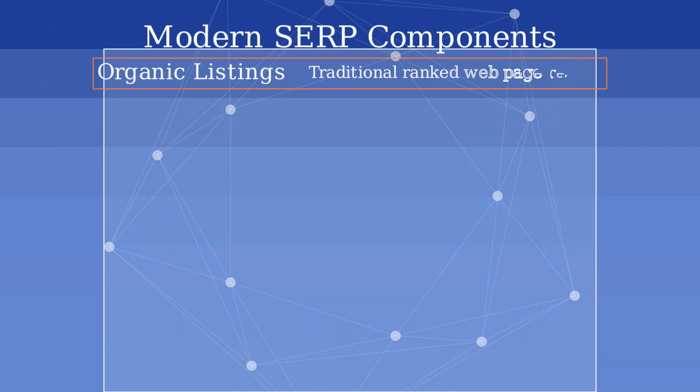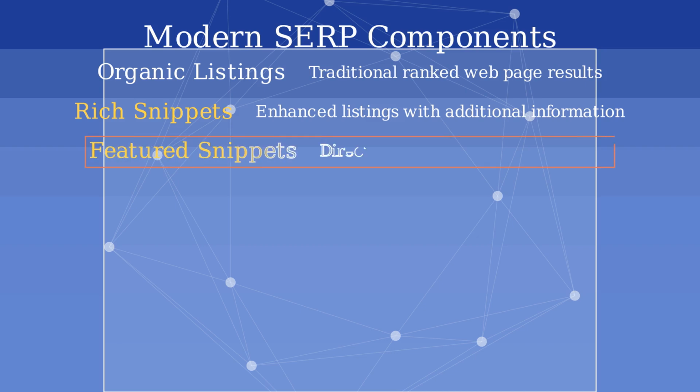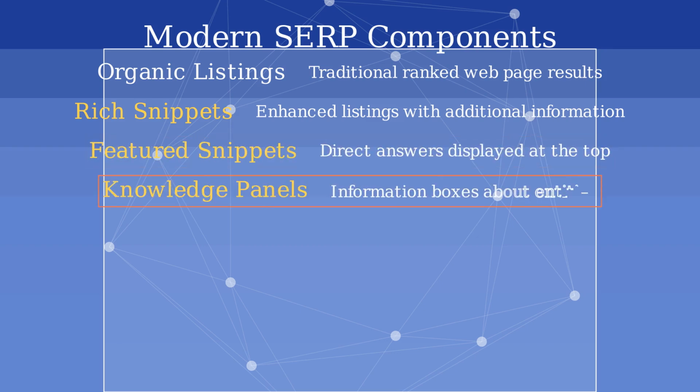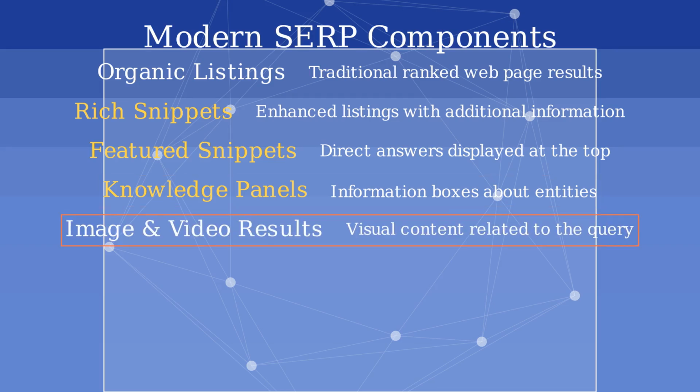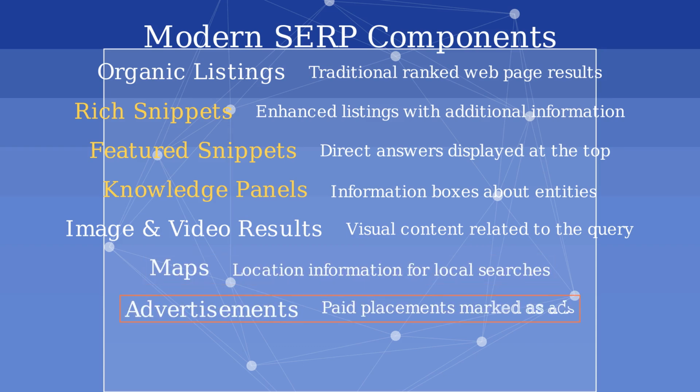Organic listings, traditional ranked web page results; rich snippets, enhanced listings with additional information; featured snippets, direct answers displayed at the top; knowledge panels, information boxes about entities; image and video results, visual content related to the query; maps, location information for local searches; advertisements, paid placements marked as ads.